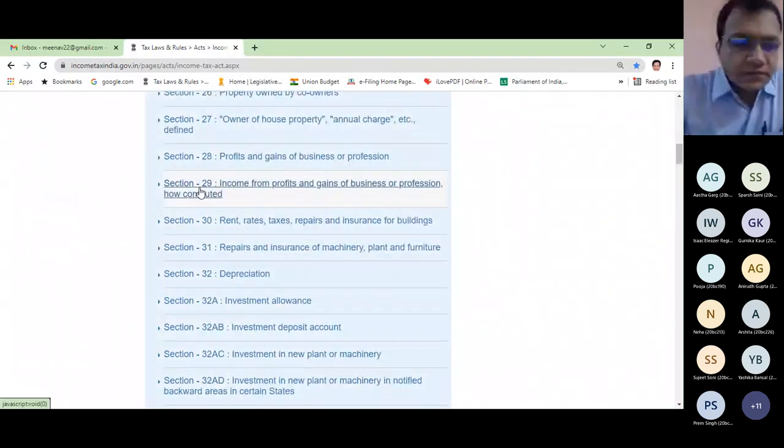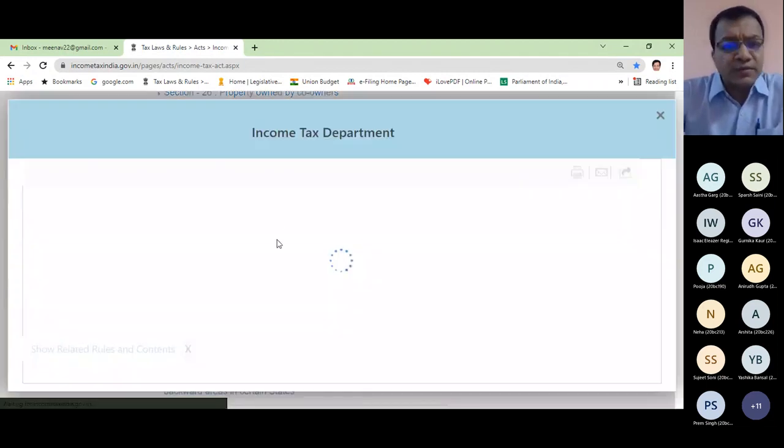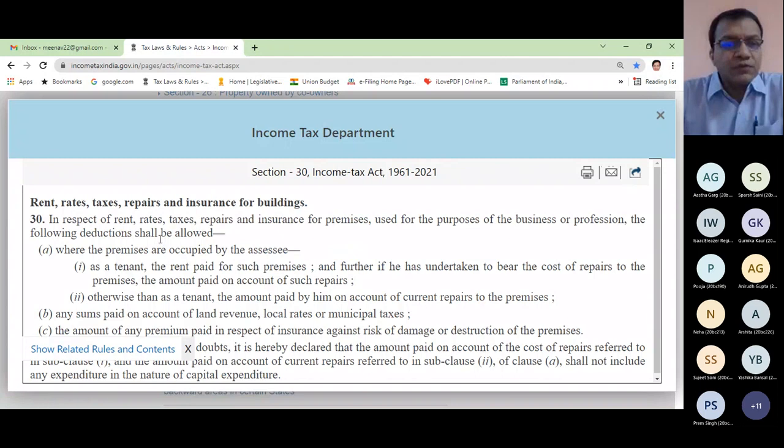So after section 29, you can have a look at section 30, rent, rates, taxes, repairs, and insurance for buildings. Because in a business or profession, it is possible that you have a physical structure, a building. In the building in which you are doing business, you might need insurance for the building. You might be incurring some repairs on the building. You might be paying some taxes on the building. You might be paying some rent or rates on that building. So this is the provision of rent, rates, taxes, repairs, and insurance of buildings.